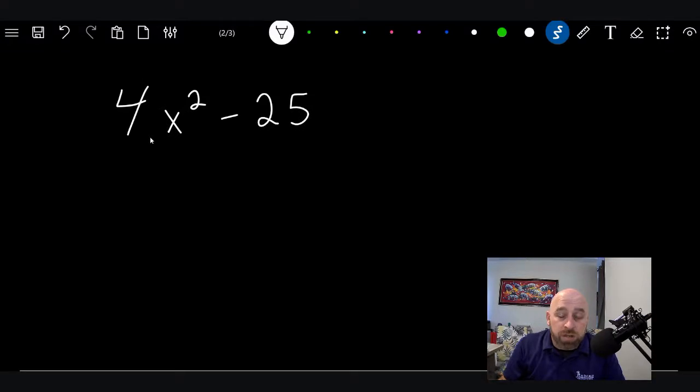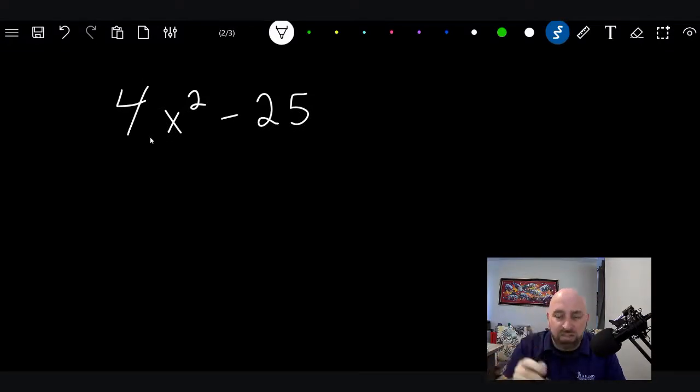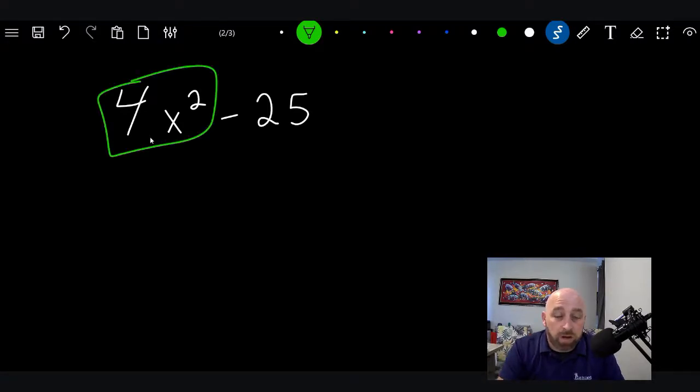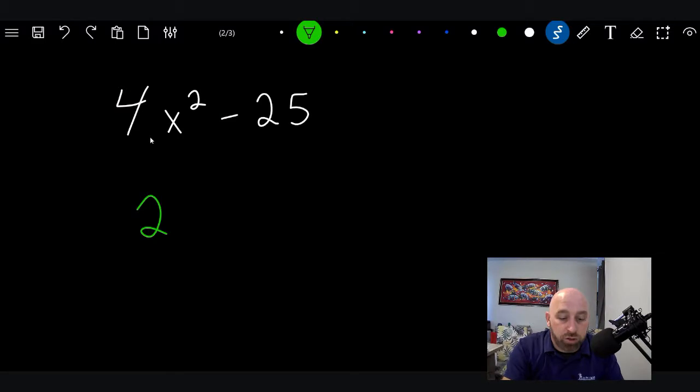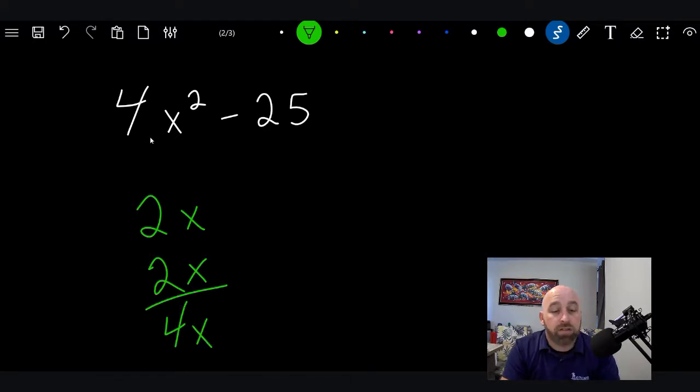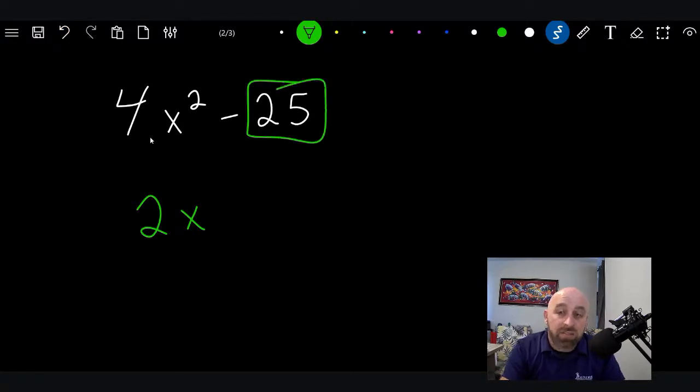Let's go ahead and just jump right into one, and then we'll look at the steps of how to do it. This is what's called a difference of two squares. Let's talk through that. What is this? Well, that's a perfect square. What's the perfect square of that? 2x. Because if you take 2x times 2x, you get 4x squared. Okay, so that's a perfect square. Now look at this. That is also a perfect square. What is the square root of 25? Well, it's 5. 5 times 5 equals 25.